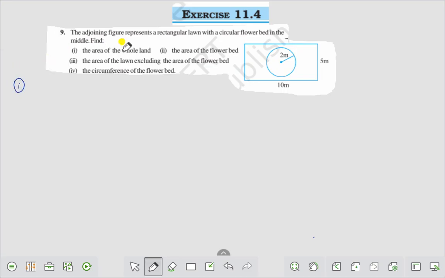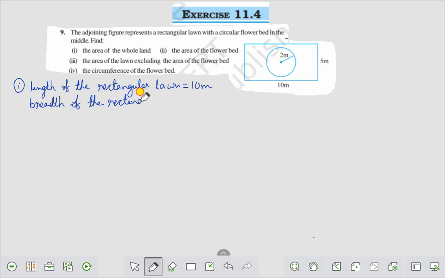You have to find first of all the area of the whole land. Length of the rectangular lawn is, here you see, 10 meter, and breadth of the rectangular lawn is, you see, 5 meter. Therefore, area of the whole land is 10 into 5, that is length into breadth.